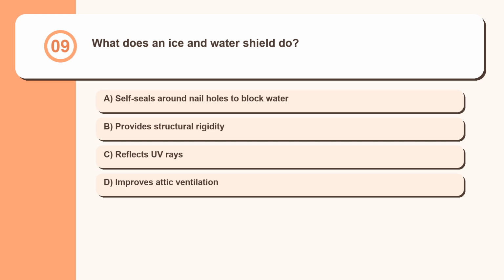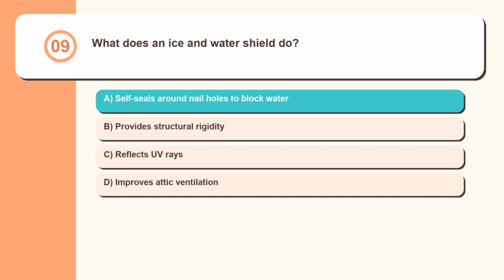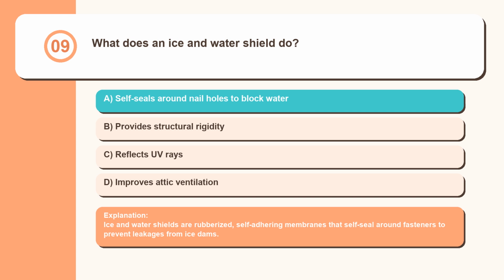Question 9. What does an ice and water shield do? Self-seals around nail holes to block water, provides structural rigidity, reflects UV rays, improves attic ventilation. Ice and water shields are rubberized, self-adhering membranes that self-seal around fasteners to prevent leakages from ice dams.